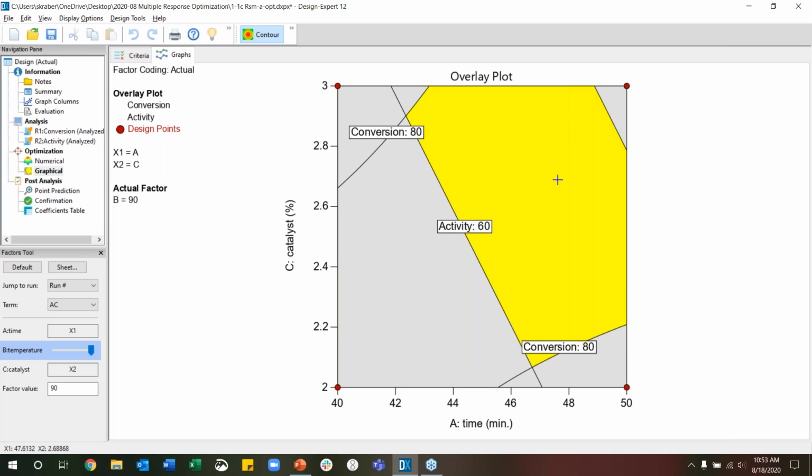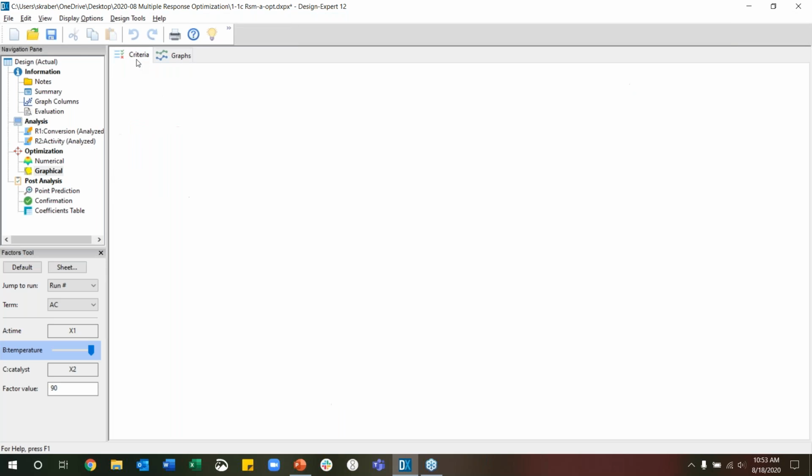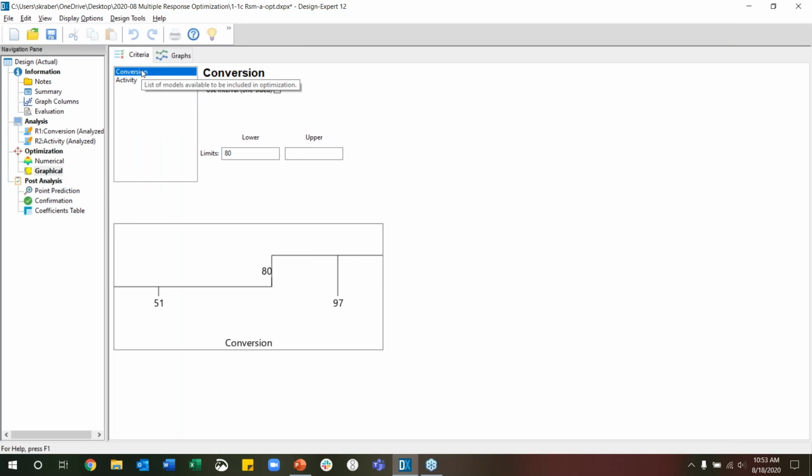So one of my favorite features that didn't exist back when I was working on DOE as an engineer at 3M is the ability to add confidence intervals onto this. So I'm going to show you how to do that. Back on the criteria screen for conversion, all we have to do is click on this extra button here that says use interval, and it will add a 95% confidence interval onto this. You could also do prediction intervals or tolerance intervals. I won't get into those, but they are options.